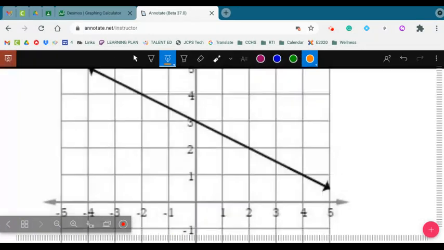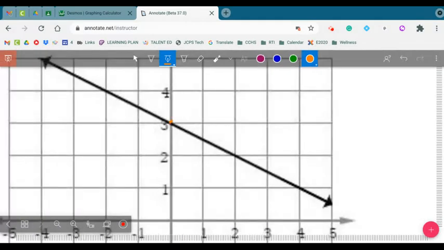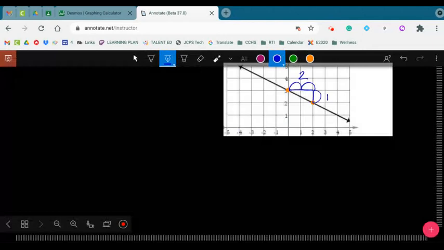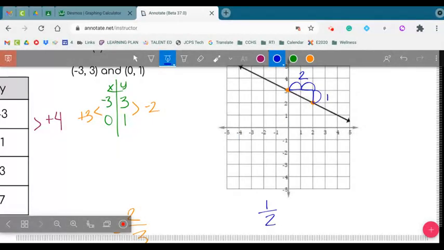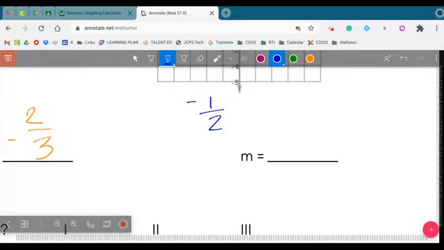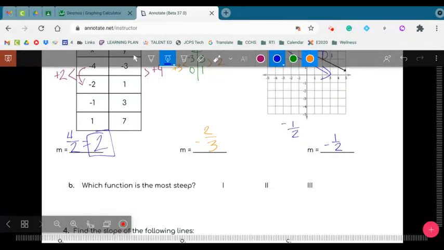Then our last one, this one doesn't have our 2 points, so we're going to have to find them. So it intersects right there, and it intersects right here. So I'm going to draw my triangle. I went up 1. Now I go over 1, 2. So I'm going to have 1 over 2, and because it's going down, it's going to be a negative slope. It's going to have negative 1/2. Now, which one is the steepest? It's going to be the one with the biggest number, and that would be the first one because 2 is the biggest.